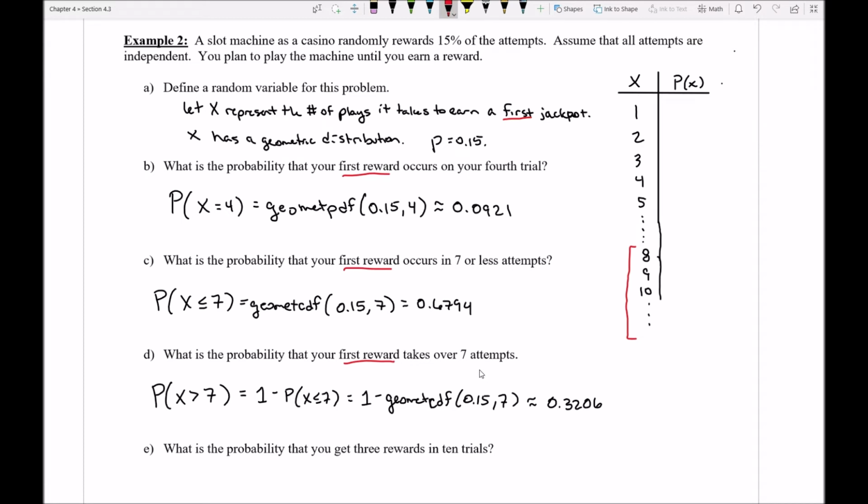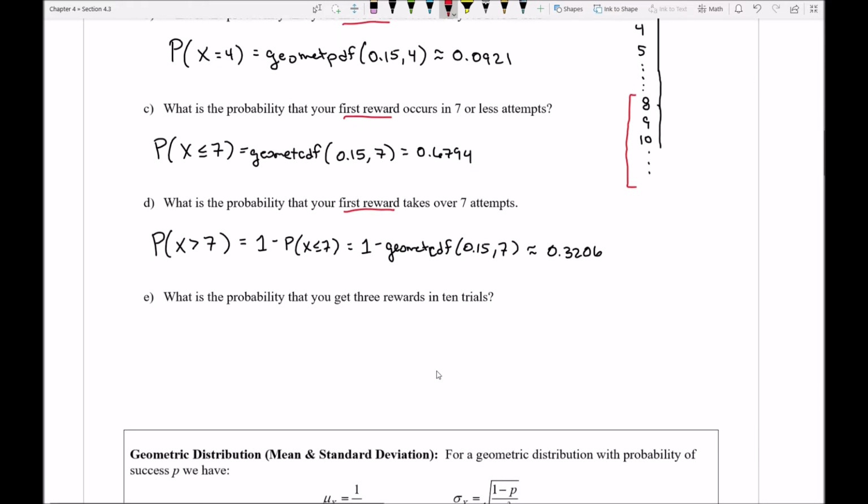Now note that part E doesn't quite sound like this. What is the probability that you get 3 rewards in 10 trials? This is strange because it's not a geometric question. I can't use a geometric PDF or CDF to help answer this because here I have a completely new random variable. I'll state here this is not geometric. We need a brand new variable.